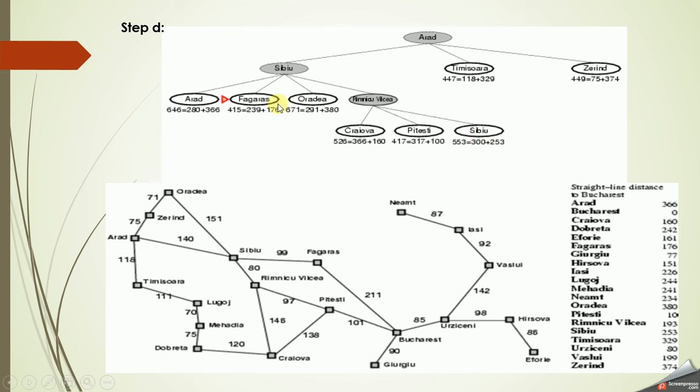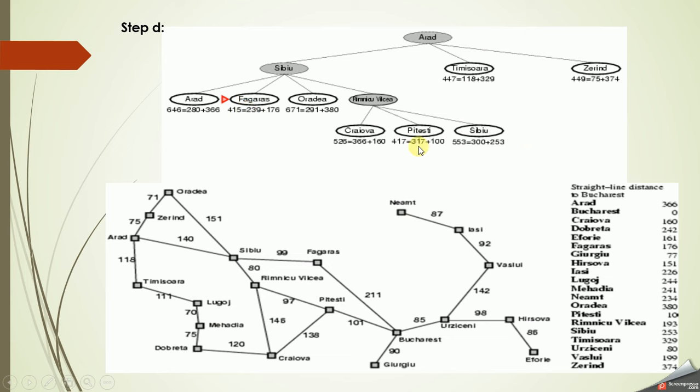So now see to it carefully. This Arad, Fagaras, Oradea, Craiova, Pitesti, Sibiu, Timisoara and Zerind. All these nodes are non-expanded nodes. So that is, we haven't explored them. All these are fringes. All the nodes which are not expanded so far, we call them fringes. So it will keep all these fringe costs in memory.